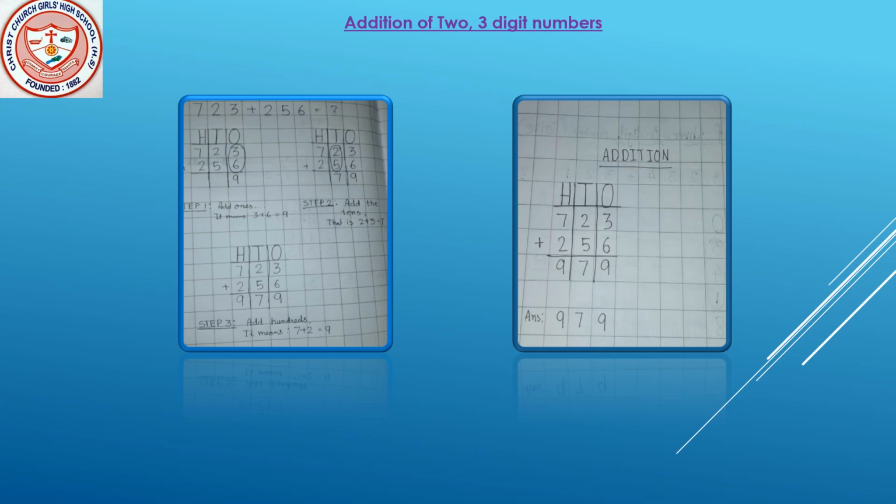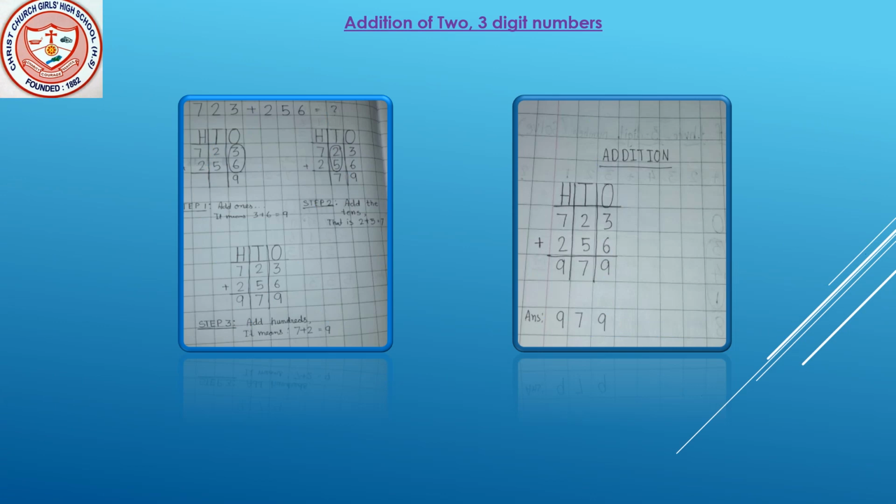723 plus 256. Step number 1. Add the ones. It means, tell me. Yes, 3 plus 6 is equal to 9. Very good. Then step number 2.